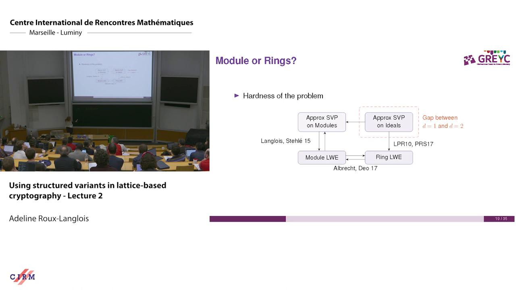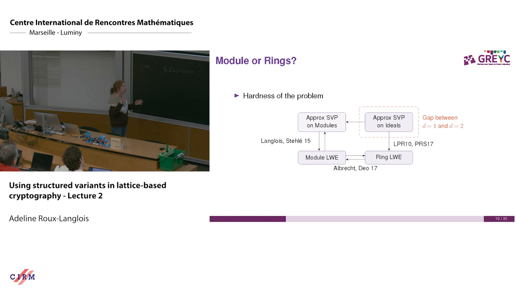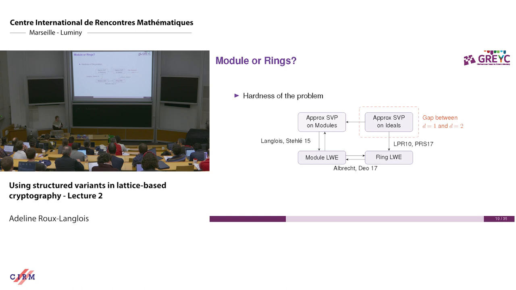So between ring LWE and module LWE, you can also have reductions in both directions. Each time you lose on parameters, but it's not a big deal. So it seems that it's quite safe to use module LWE as long as approx SVP on modules stays a hard problem, as long as no one solves it, even if we have some attacks on ideals.